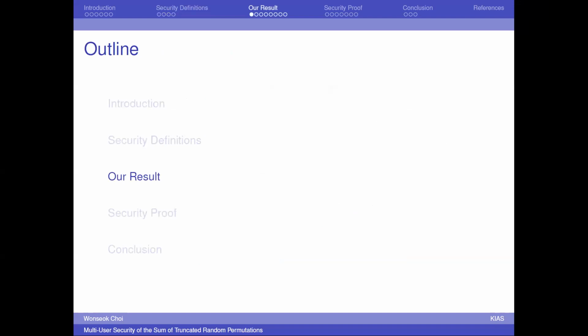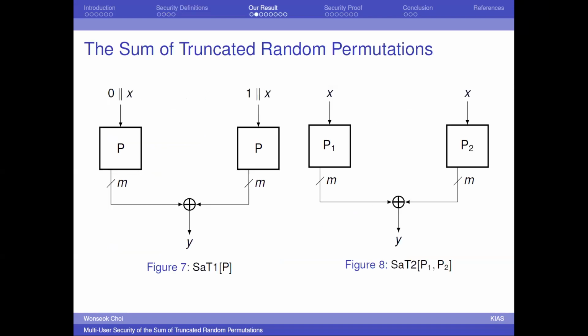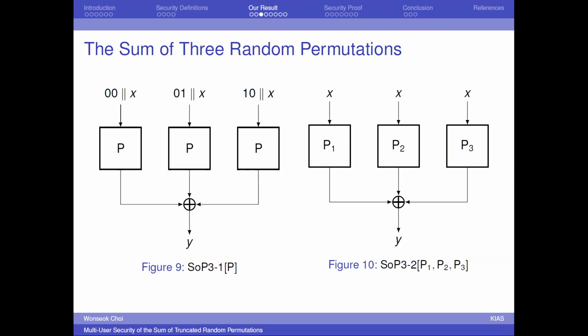So now let's talk about our research. This is the construction we propose, SAT1 and SAT2. They are kinds of sums of truncated random permutations. SAT1 is built from a single permutation with domain separation, and SAT2 uses two independent random permutations. We also studied the sum of 3 random permutations.